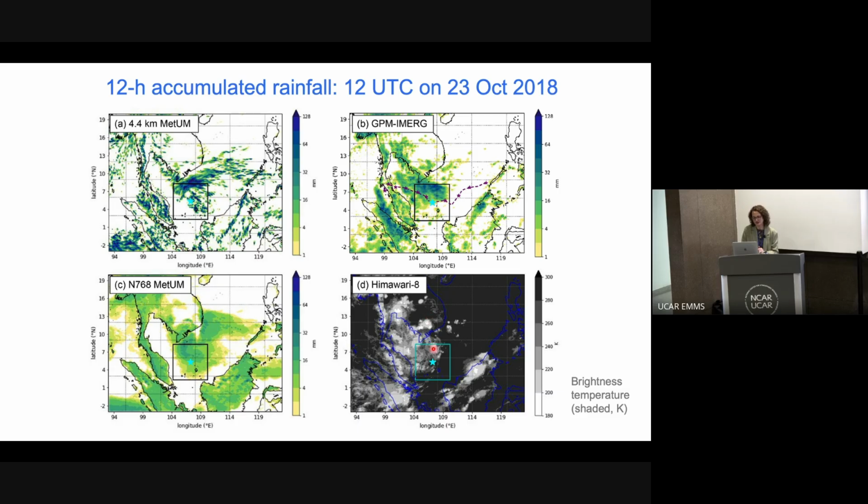And that's aligned with the brightness temperature from Himawari. If we look at the precipitation from the 4.4 kilometer model, we can see that the model is also producing precipitation in this comma-shaped band in the north-northwest of the vortex center. So it does a pretty good job at capturing this event. The global model is not quite as good. Precipitation is much more widespread, generally weaker, but it has a maximum in the north-northwestern part of the vortex. So overall, this is doing a pretty good job at capturing this event.